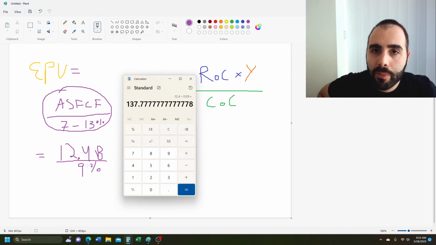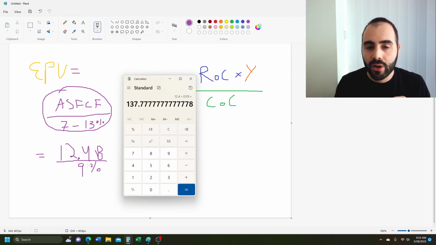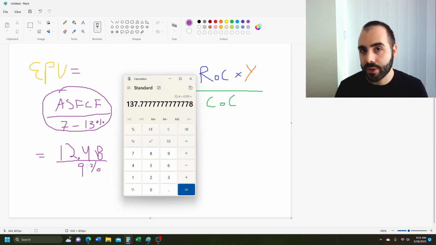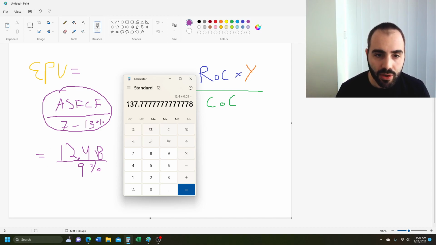What this 9% represents means in your first year, assuming there's no growth in the free cash flows, you want 12.4 billion to represent a 9% upfront return to you, right? So if 12.4 billion represents a 9% return, then that means the company is worth 138 billion.